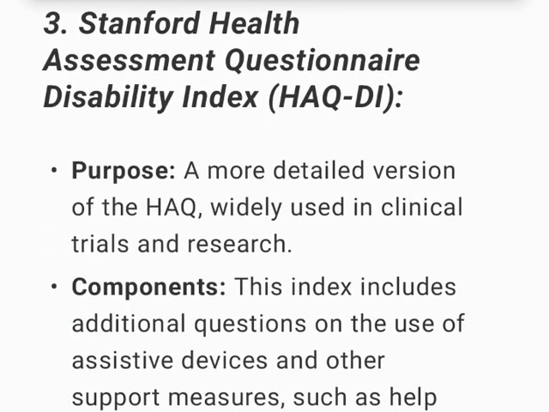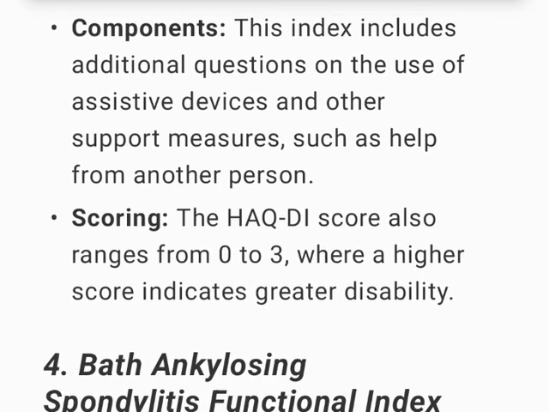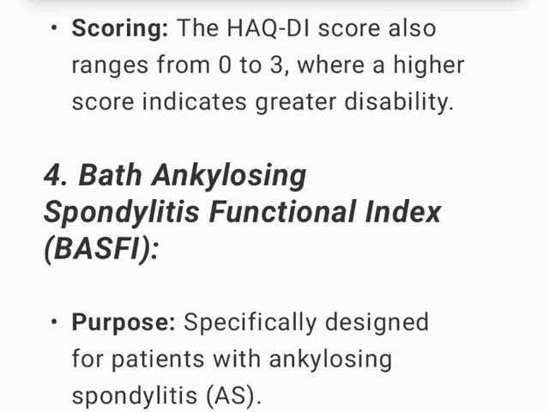3. Stanford Health Assessment Questionnaire Disability Index, HAQ-DI. Purpose. A more detailed version of the HAQ widely used in clinical trials and research. Components. This index includes additional questions on the use of assistive devices and other support measures, such as help from another person. Scoring. The HAQ-DI score also ranges from 0 to 3, where a higher score indicates greater disability.